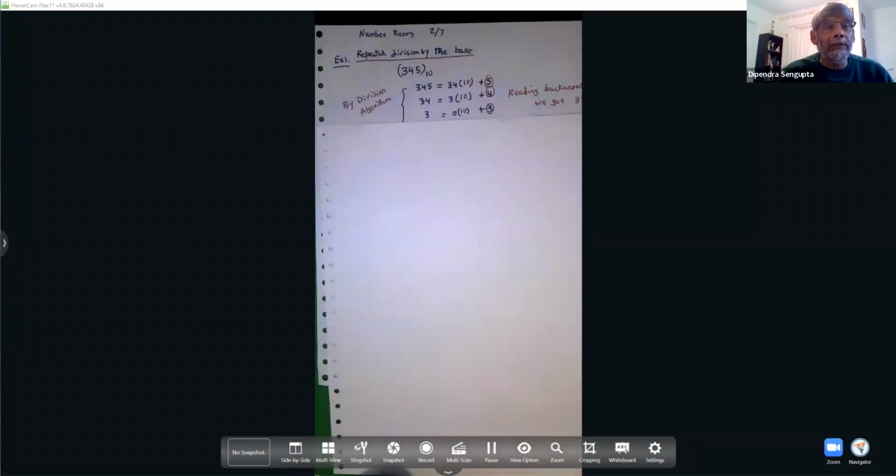Now, if you read it backward, what do you get? 3, 4, 5. The remainders, which are 3, 4, 5. That's what we're supposed to get, right? I just wanted to show you that this also works for division by 10. So for base 10, this works, and you can see each step I'm using the division algorithm.